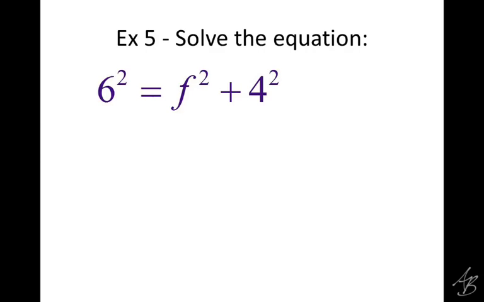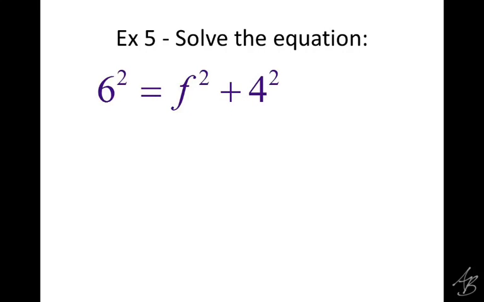Example number 5. This one looks a little different. Why does this one look different? Yeah, well, it's got a bunch of squares, right? The ones that we've seen so far have only had one square.